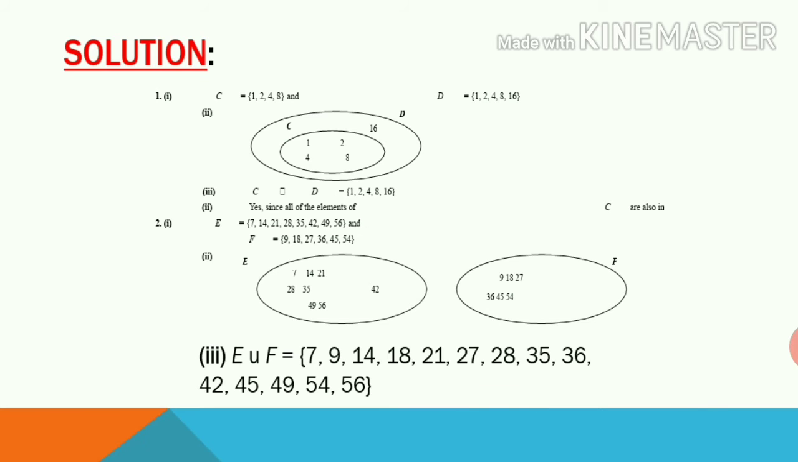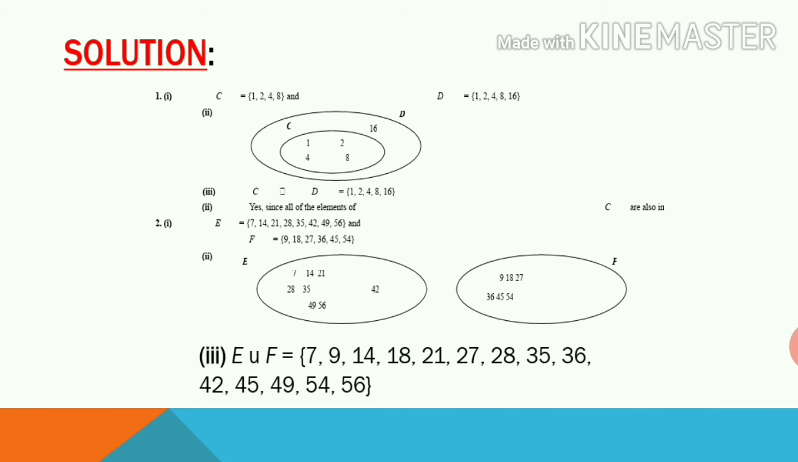So whenever you want to show the proper subset, you have to draw two circles, the outer circle and the inner circle. In the inner circle, you will show that set which is the subset of the other set, and the other set will be the outer circle. Here D will be the outer circle and C is the proper subset, so C should be the inner circle. In the inner circle you write down all the elements of C, 1, 2, 4 and 8, and this is showing that C is the proper subset of D.